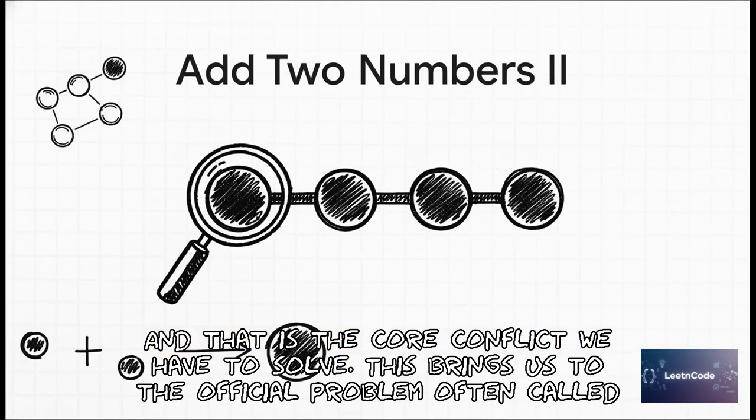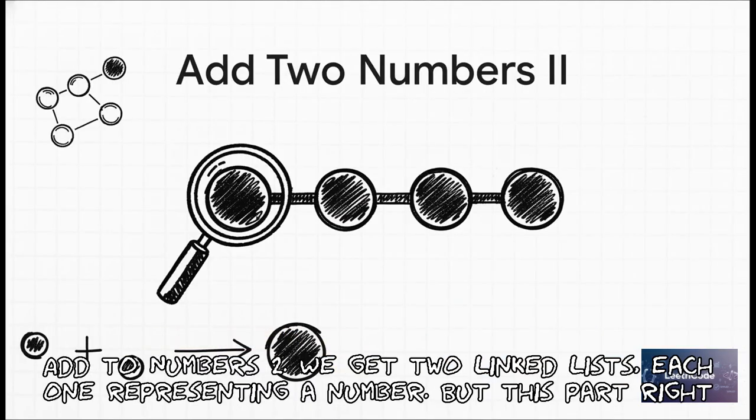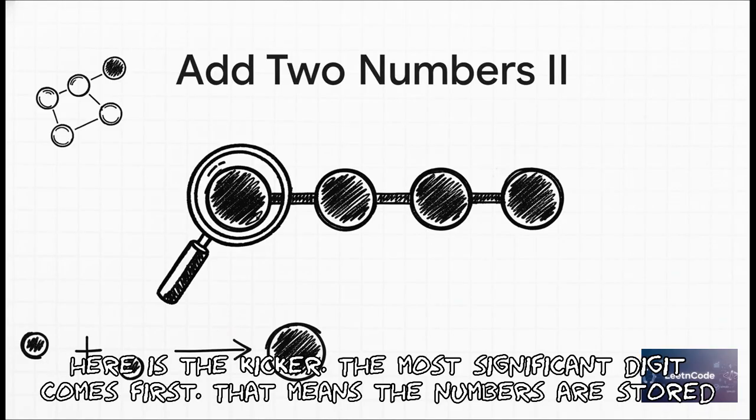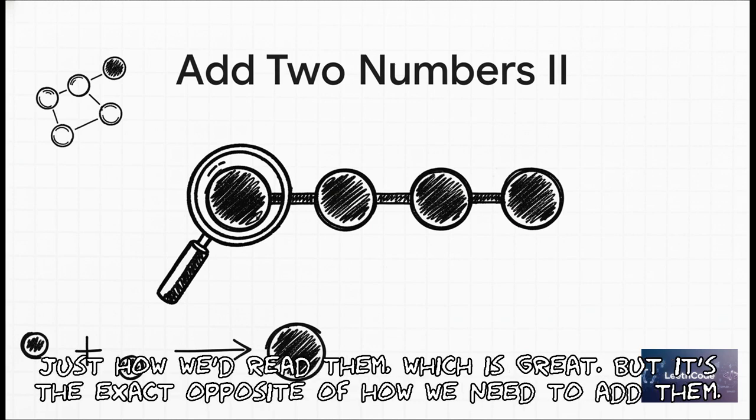This brings us to the official problem, often called Add Two Numbers 2. We get two linked lists, each one representing a number. But this part right here is the kicker. The most significant digit comes first. That means the numbers are stored just how we'd read them, which is great, but it's the exact opposite of how we need to add them.